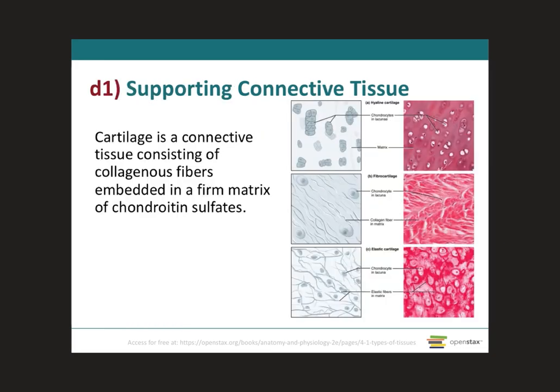Now we move on to the supporting connective tissue, which is going to form the cartilage and the bone tissue. The cartilage is a connective tissue, of course, that consists of collagenous fibers embedded into a firm matrix that's made up of chondroitin sulfate. There are three different types of cartilages. We have the hyaline cartilage, the fibrocartilage, and the elastic cartilage.